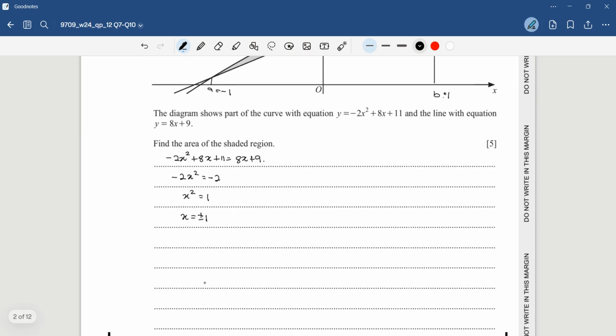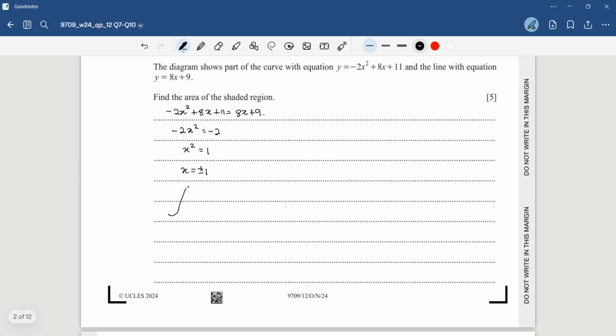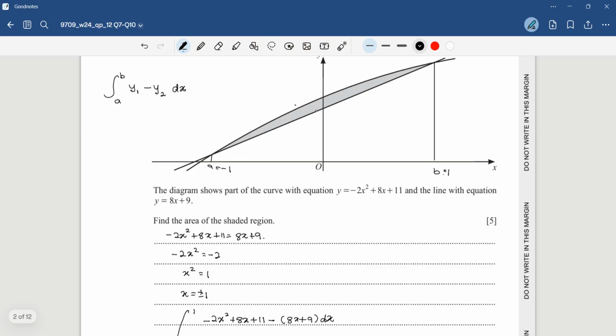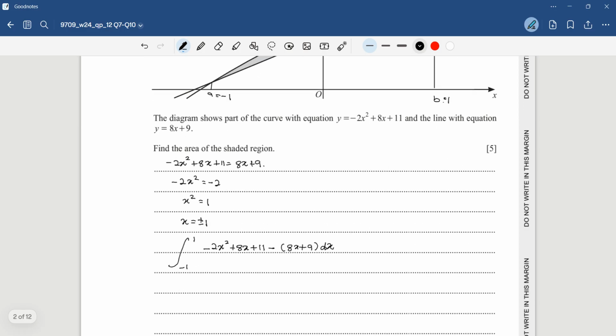Which means I'm going to integrate from negative 1 to 1, negative 2x squared plus 8x plus 11 minus (8x plus 9), dx. So I just use this formula: the top curve y1 and the bottom curve y2. Or you can even directly integrate the curve and then subtract the area of the trapezium. But I prefer this method.